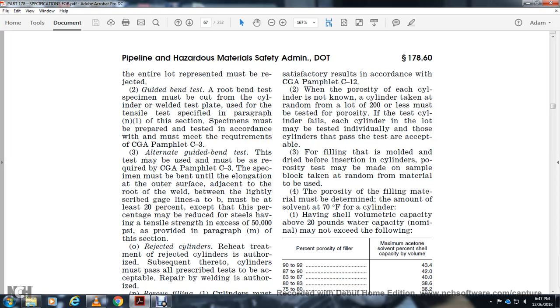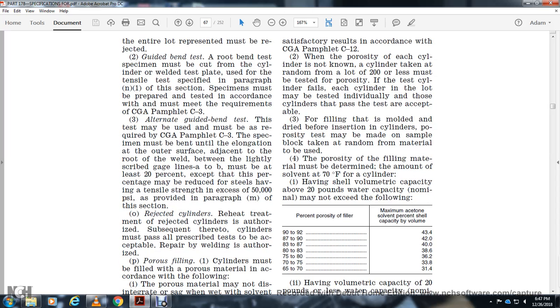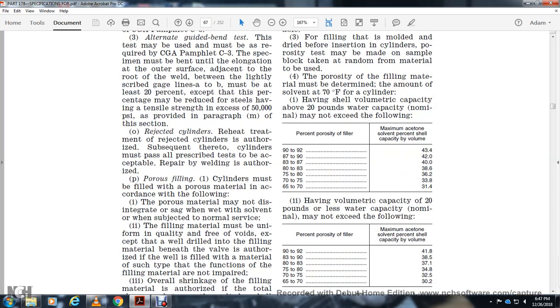With the filling and mold dry, the insertion cylinder porosity test may be made with a sample of the lot, taking random material that is to be used. Porosity of filling materials must be determined by the amount of solvent at 670 degrees Fahrenheit. For a shell of volumetric capacity above 20% of water capacity, nominal, the amount may not exceed the following, and then show the porosity with the filler: maximum acetone solvent per shell.